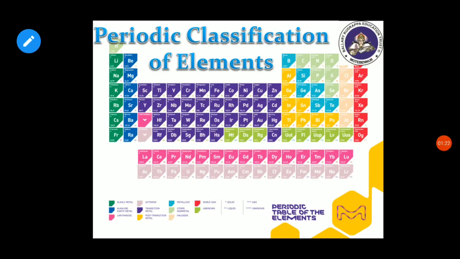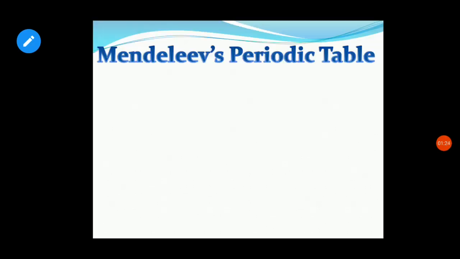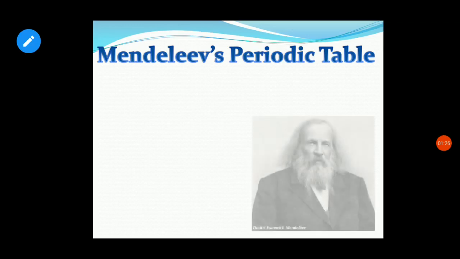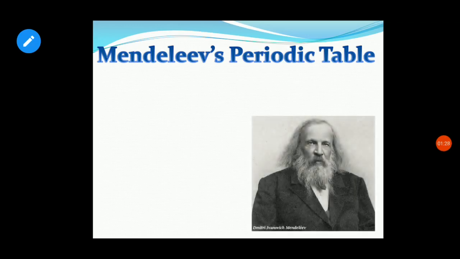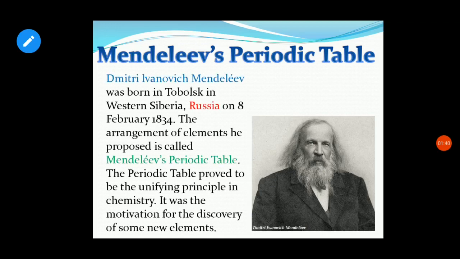So then came Dmitri Ivanovich Mendeleev. He was a Russian scientist. He was the most important contributor to the early development of the periodic table. The arrangement of the elements he proposed is called Mendeleev's periodic table.